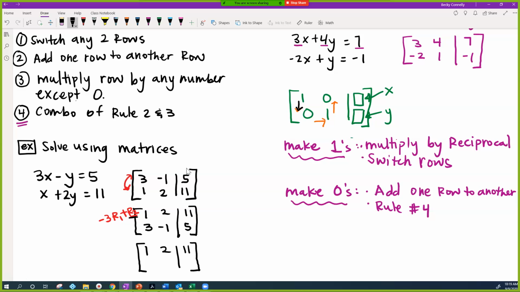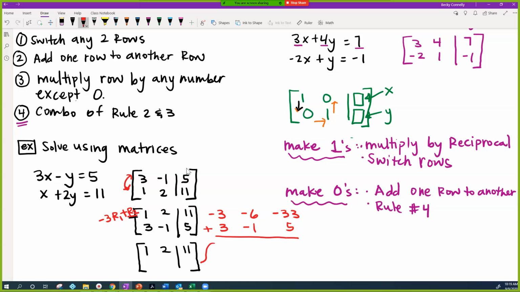And then I'm going to do a little bit of work out here to the side, because I know sometimes it gets confusing for students when they're first seeing this. So we're taking -3 and multiplying it by the top row. -3 times 1 is -3, -3 times 2 is -6, and -3 times 11 is -33. So I just distributed the -3 through. And now I need to add it to row 2. So underneath here, I'm going to put my row 2: 3, -1, and 5. And then I'll add these together.